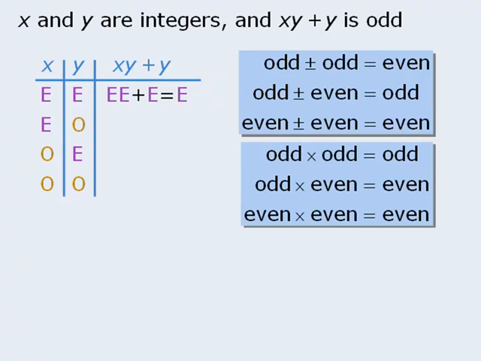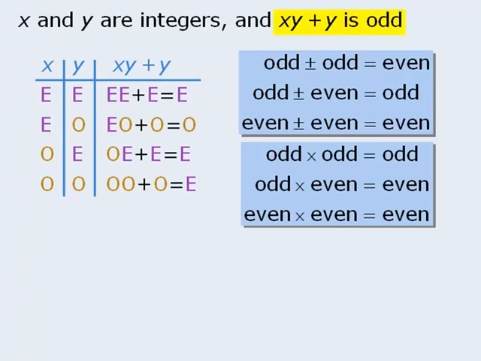For the next case, we'll plug in e's and o's for the even and odd numbers. When we apply our rules here, we see that the expression evaluates to be an odd number. We'll follow the same steps for the other two cases as well. So we now know the outcome for each of the four cases.